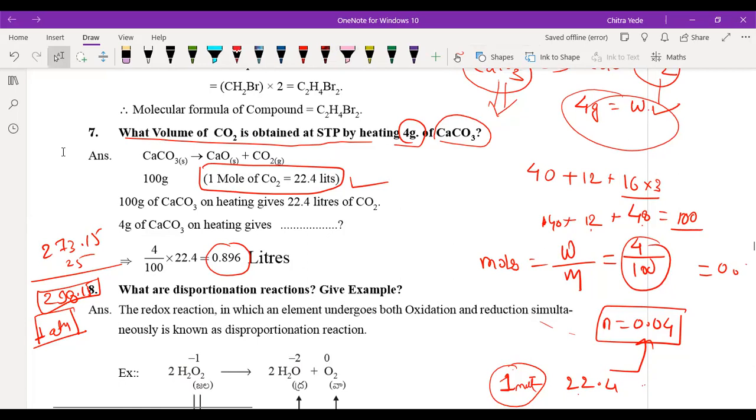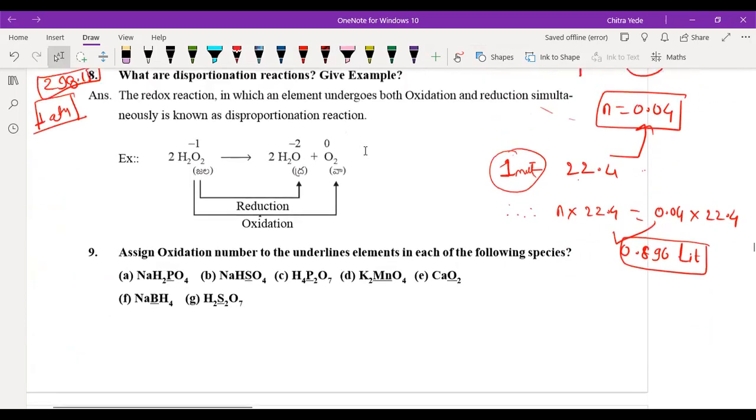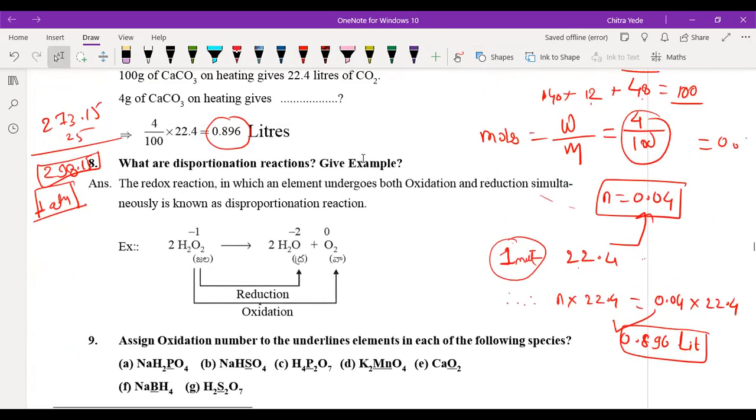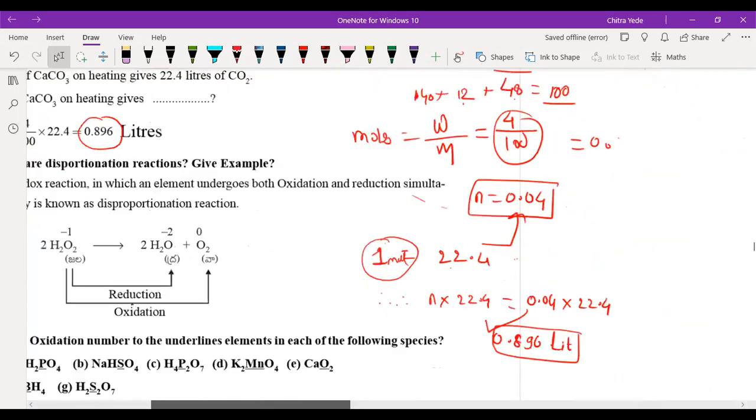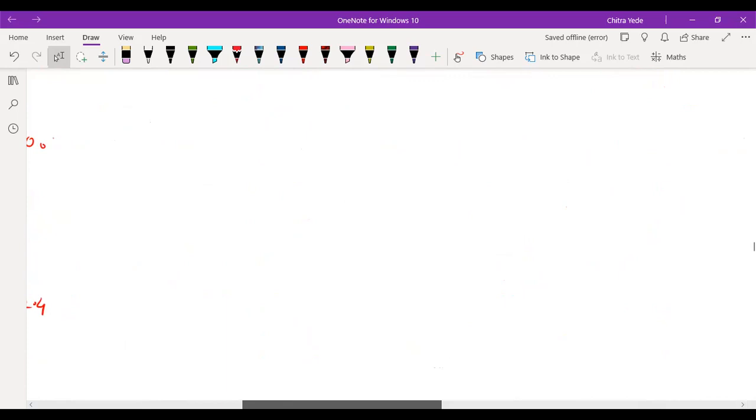Easy, everyone? Okay. Now we have to understand disproportionation of the reaction. Disproportionation, sir? Yes, it is disproportionation.